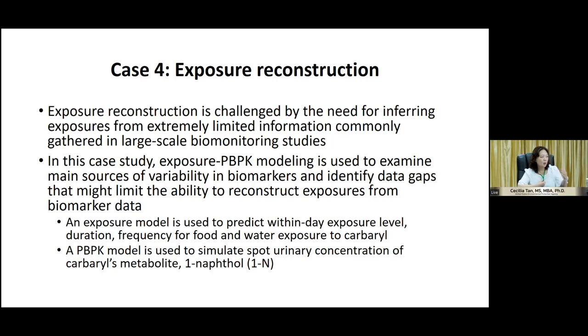So the purpose is to identify data gaps, to help us understand, when you do a biomonitoring study, what information you need and what the right questions are that you should put in your survey. Again, we use the chemical carbaryl because we have a PBPK model for carbaryl. We use an exposure model to predict the food and water exposure. Again, up and down, same thing. And then put it in the PBPK model to simulate 1-naphthol, again the metabolite in urine.